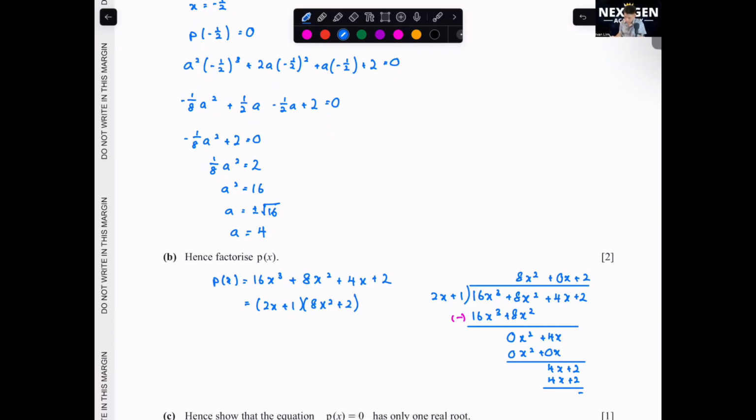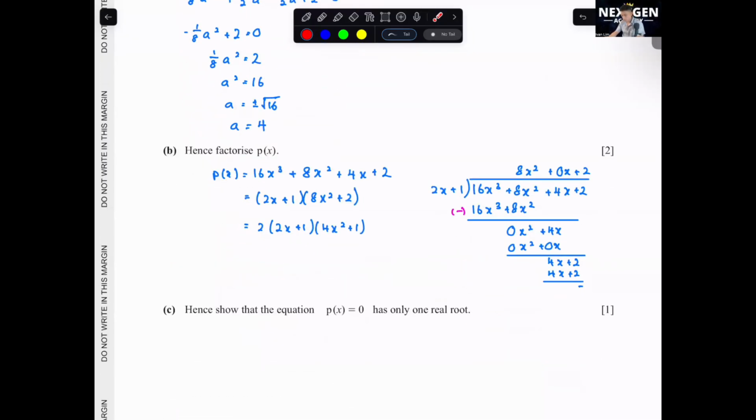Here, because they asked us to factorize, 8x squared plus 2 cannot be factorized further. We can only factorize a highest common factor. There's no bracket anymore. So you can write it as 2x plus 1, then 4x squared plus 1. You factorize 2 from here, because this one you can't do a quadratic factorizing. 2x plus 1, 4x squared plus 1.